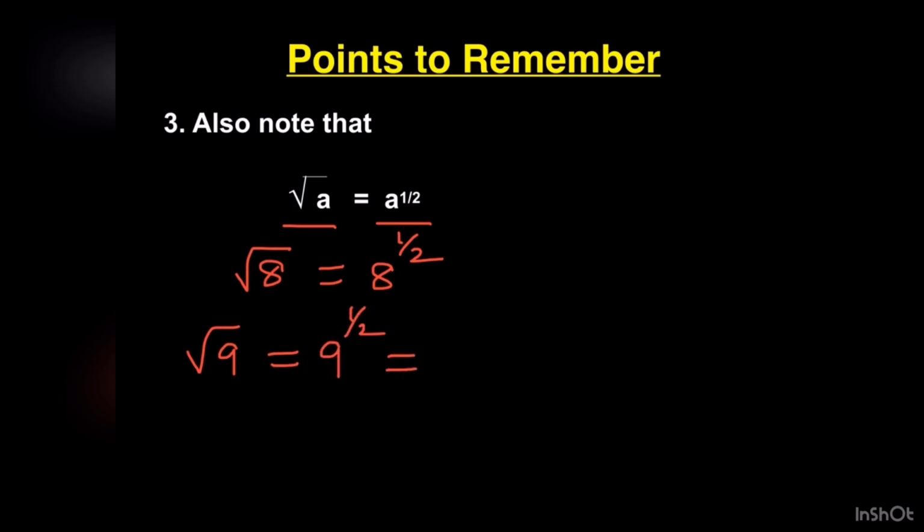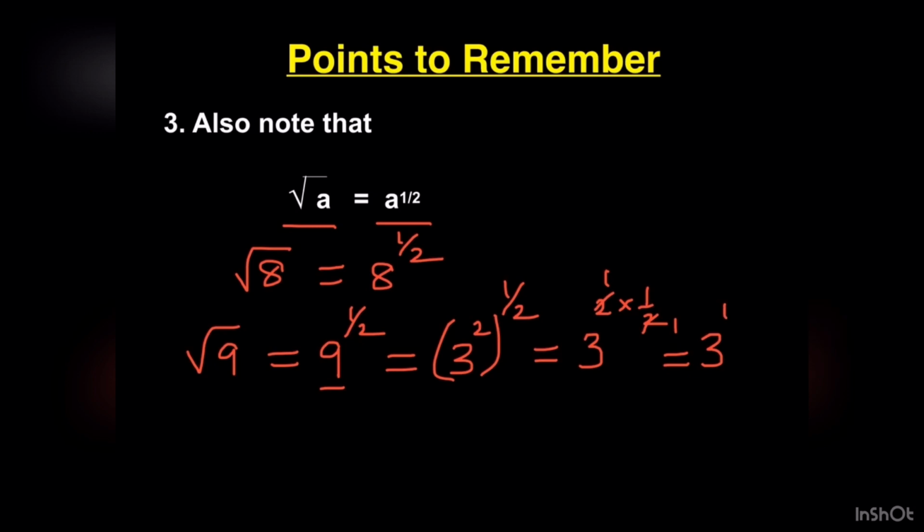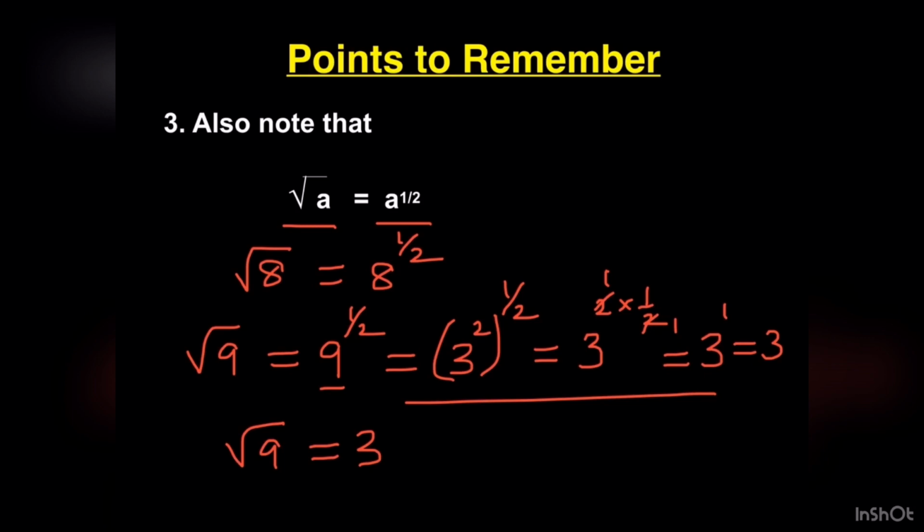We can further simplify this as 9 we can write as 3 square whole raised to the power half. Now using power law, we can write this as 3 raised to the power 2 times 1 by 2. We can simplify here, cancelling the common factors, and we get 3 raised to the power 1, which is equal to 3. So square root of 9 is equal to 3. We can simplify in this way also, by writing in exponential form.